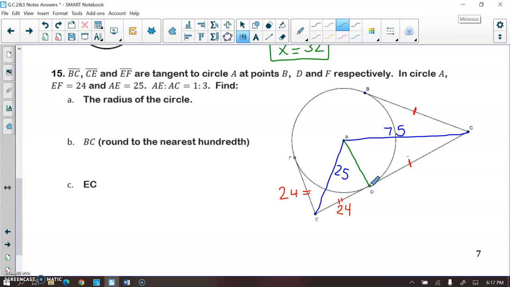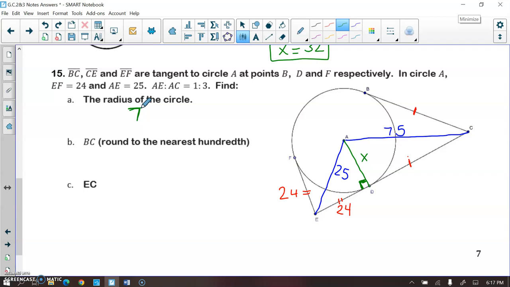But if I connect a radius to a tangent, remember that creates a right angle. So now I can use the Pythagorean theorem to help me find the radius, which I'm going to label as x. This is actually a Pythagorean triple. This is a 7, 24, 25 Pythagorean triple. So the radius is 7.